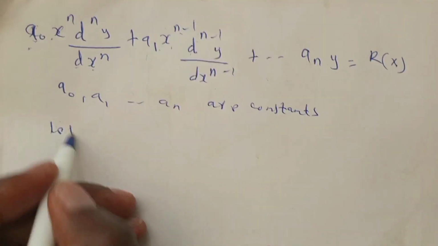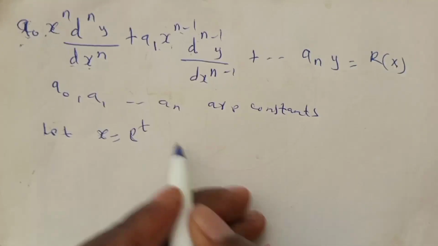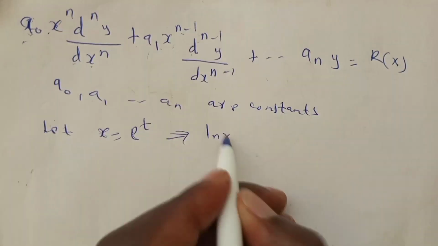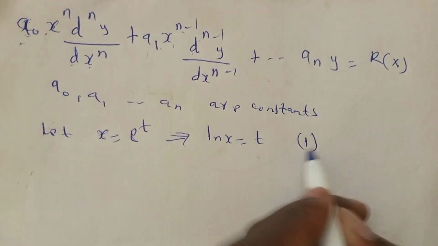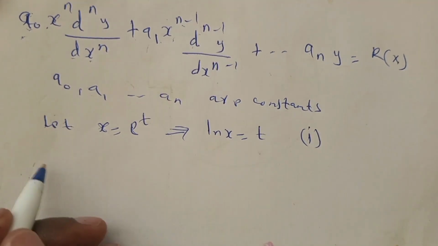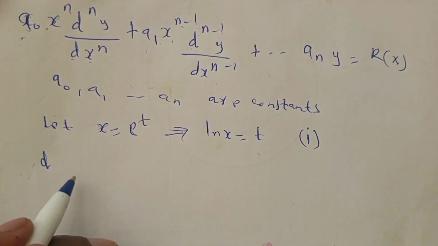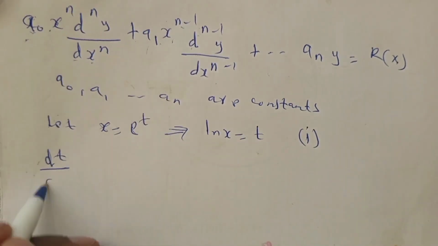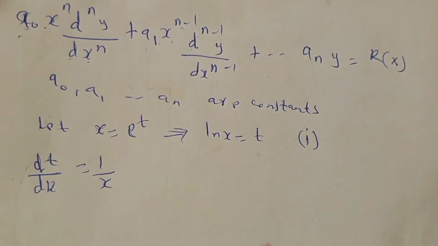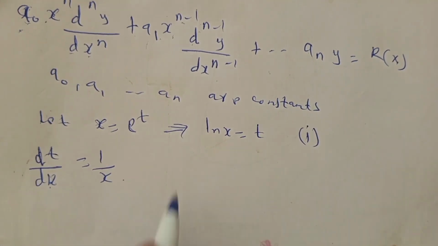So we let our x be equal to e^t, so that now the natural logarithm of x is equal to t. We call this equation 1. Then we differentiate this one with respect to x. So we are going to have dt over dx is equal to 1 over x. We call this equation 2.